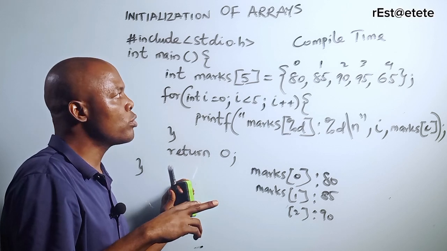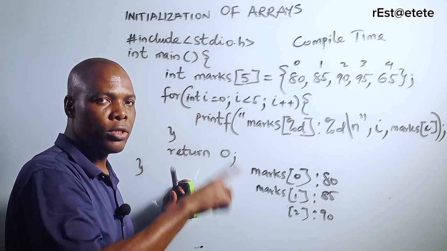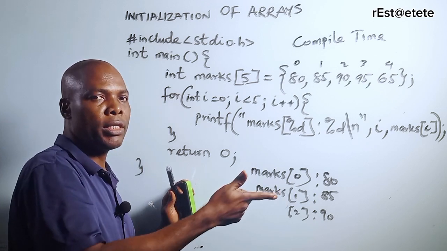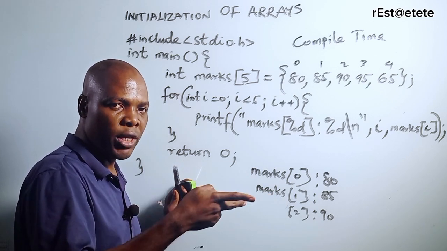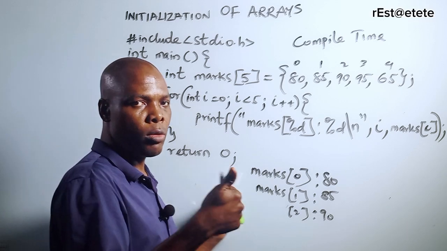In the next class, I'm now going to show you how to initialize an array at runtime using scanf, and then we'll also print it out. So you use 2 for loops. The first for loop will be to initialize the array. The second for loop will be to print it out on the screen. So don't miss that class.